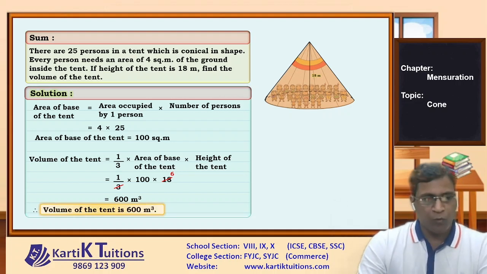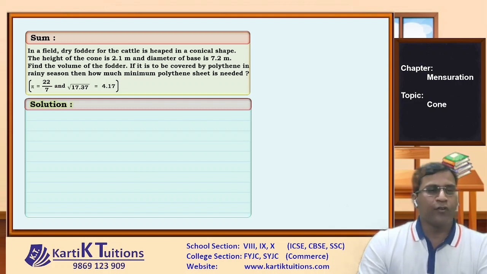Let's move towards one more sum. In a field, dry fodder for the cattle is heaped in conical shape. The height of the cone is 2.1 meter and the diameter of the base is 7.2 meters. Find the volume of the fodder. If it is covered by the polythene in a rainy season, then how much minimum polythene sheet is needed?